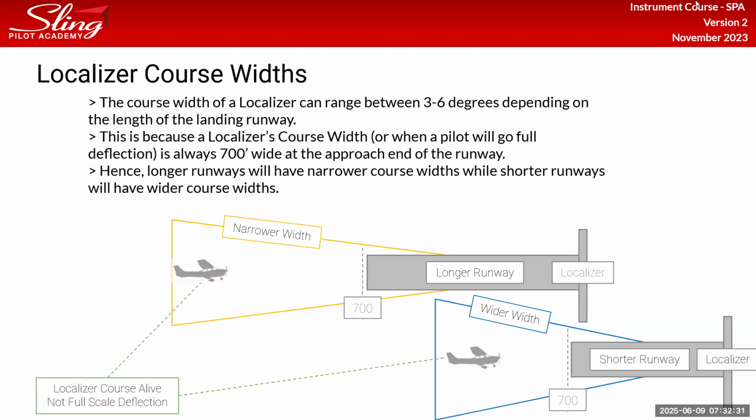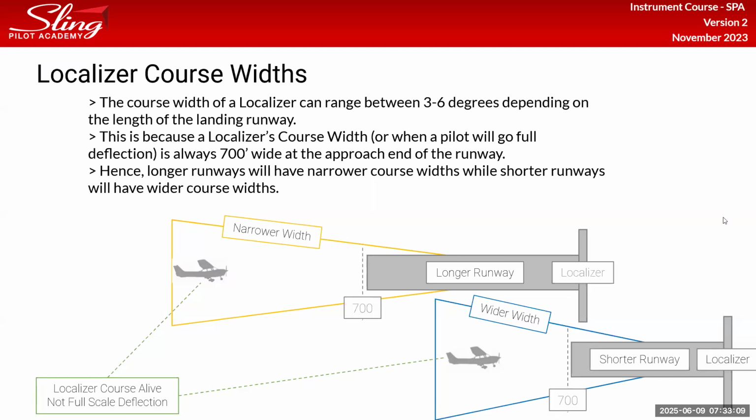The course width of a localizer can range between 3 to 6 degrees depending on the length of the landing runway. This is because the localizer's course width, or when a pilot will go full deflection, is always 700 feet wide at the approach end of the runway. So at the runway, it's 700 feet wide. Hence, longer runways will have narrower course widths, while shorter runways will have the wider course width.